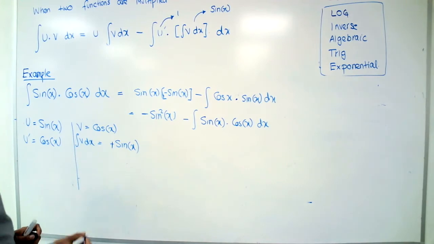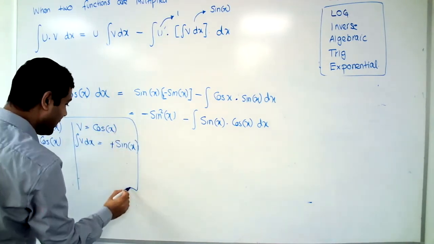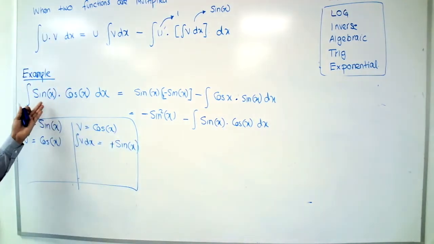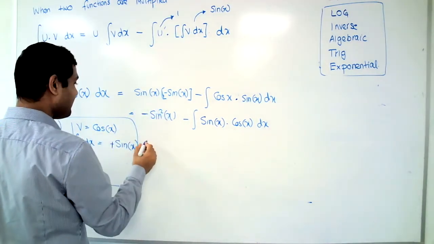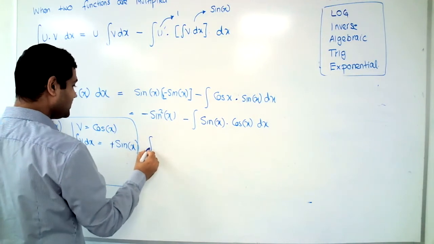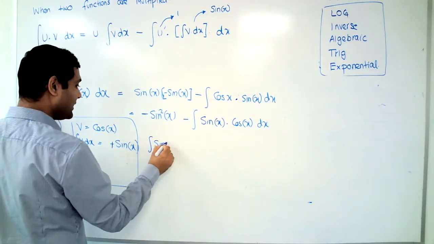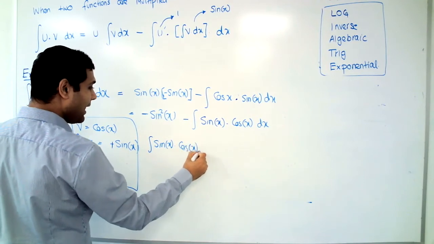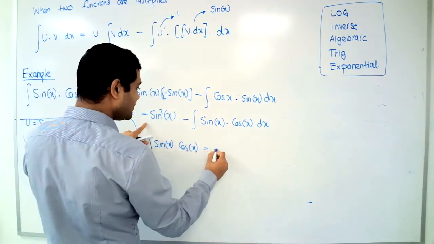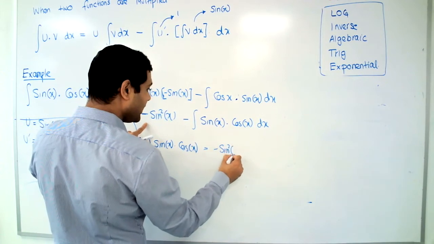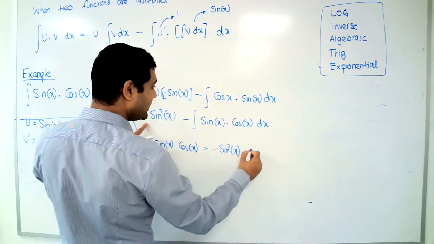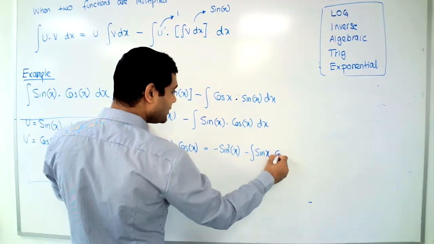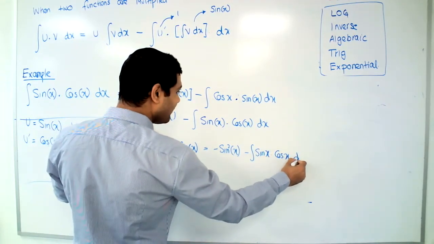Now I'm stuck here. If I do that one again, because this is the real question, so I'm going to write it again. The question was: integrate sine x times cos x, and I got the answer. The answer was minus sine square x minus the integral of sine x times cos x dx.